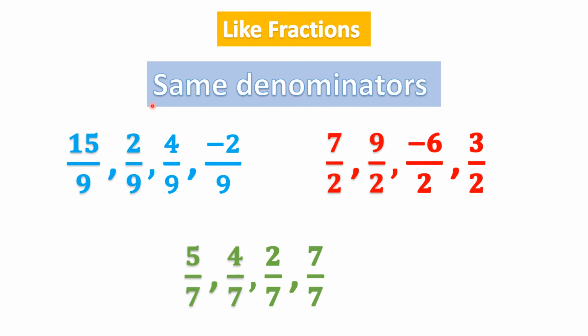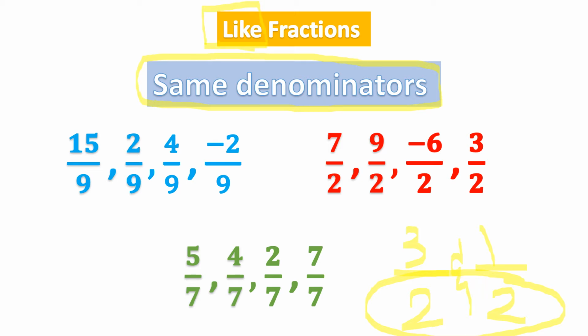So this and this are called like fractions, and these four are also like fractions, and these four are also like fractions, right? It's not necessary that there should be 4. It can also be 3 by 2 and 1 by 2. Look at 3 by 2 and 1 by 2. They're like fractions. Why are they like fractions? Because they have the same denominator. So whenever fractions have the same denominator, they are called like fractions, okay?